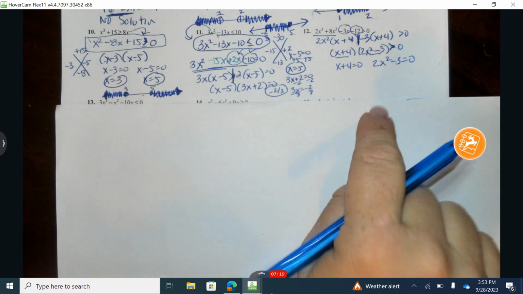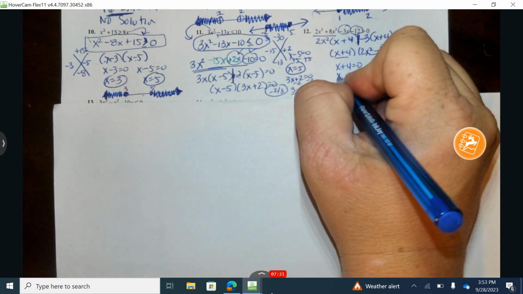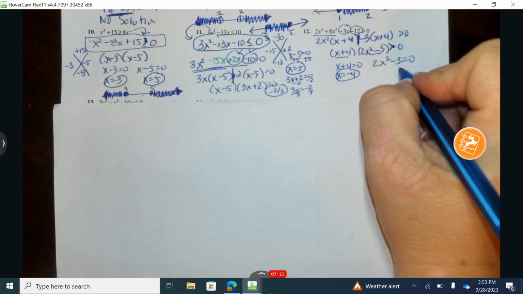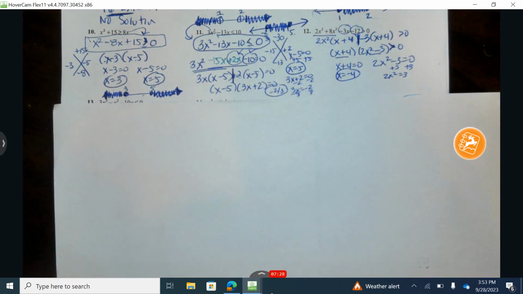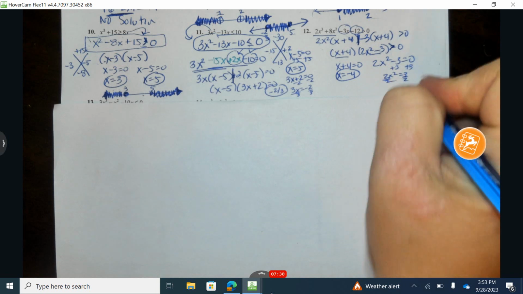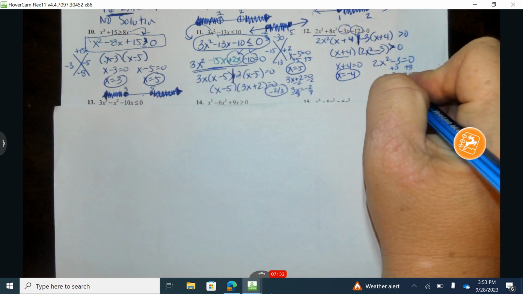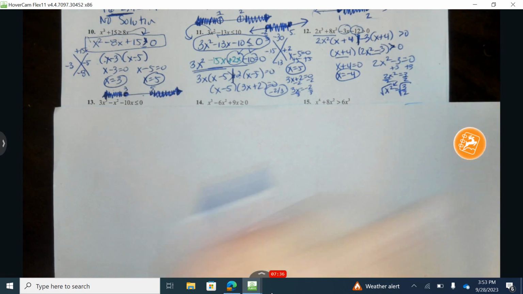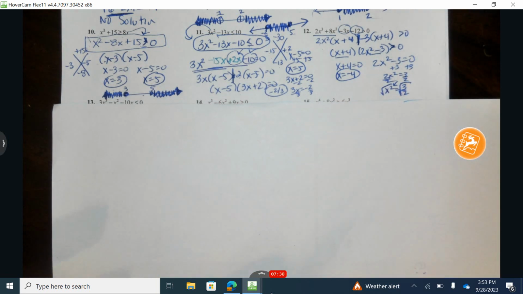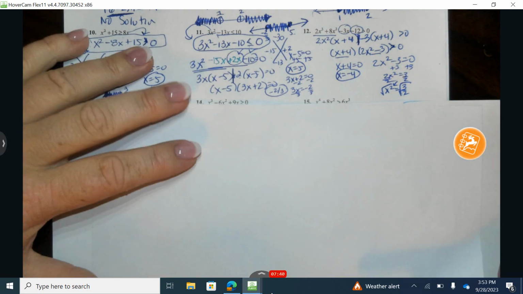Now I got to write small. I may even have to go onto a separate piece of paper. So one solution is -4. I'm going to add 3 to the opposite side to get 2x squared equals 3. Divide by 2. I have x squared equals 3 over 2. And now this tells me I'm going to have 2 solutions. That's where we get the plus or minus. I'm going to jump onto this extra paper. Actually, I have paper right here.